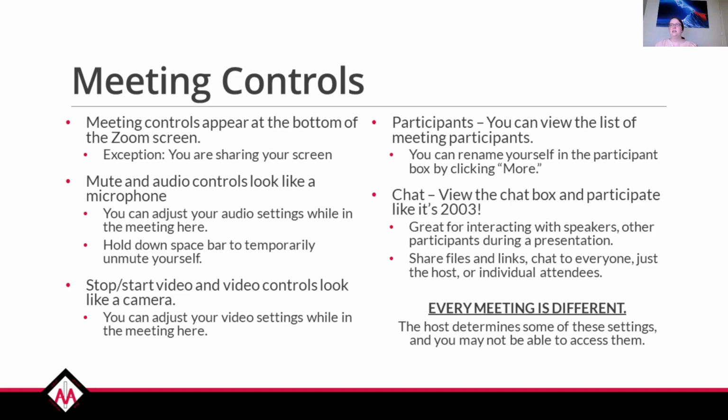Participants, that's the little people icon, and it'll say participants underneath it, and it should have a number next to it to show how many participants are in the meeting. If you click on that, it'll pop up a list of participants. And in that list of participants, if you hover next to your name, it should pop up with either mute, unmute, or more next to that. And under more, you should be able to rename yourself. And if you're logged in, I think you can also change your profile picture.